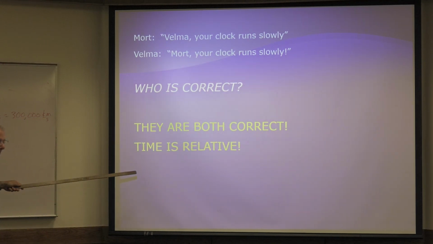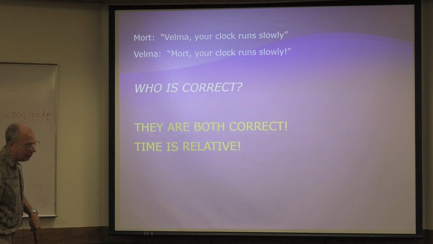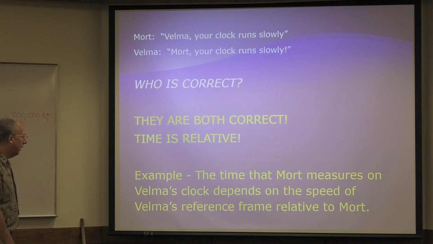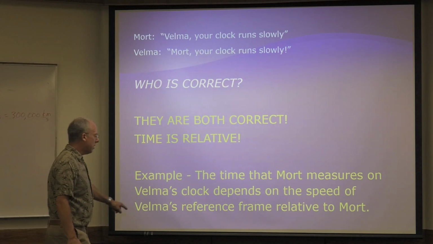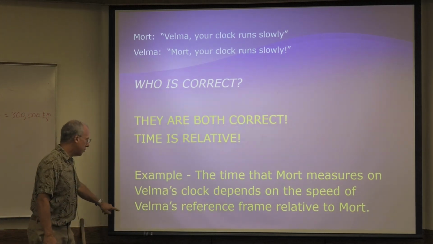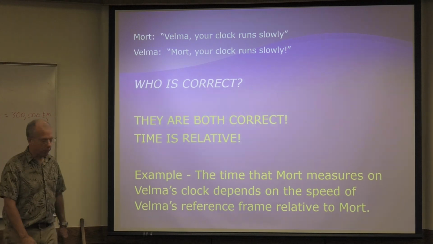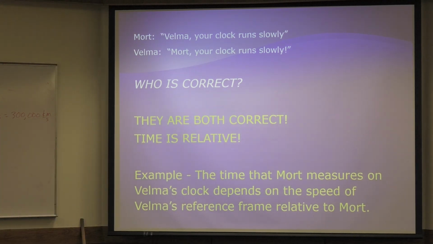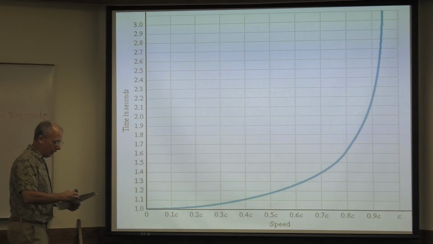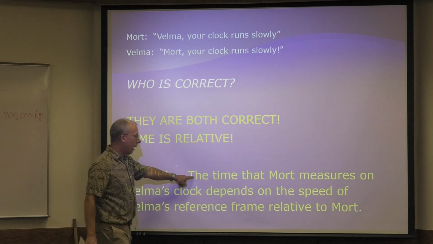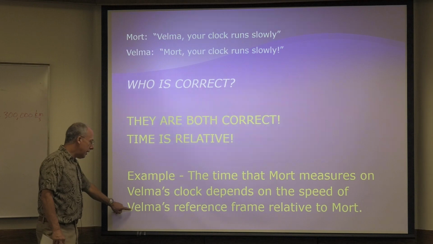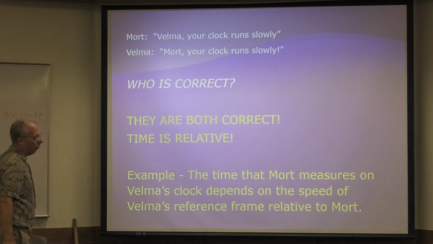Time is relative. If you're in a moving reference frame, you're going to measure a different time. Time is relative. Now, here's the fun part. The time that Mort measures on Velma's clock depends on the speed of Velma's reference frame relative to Mort. So here's a graph. Let me repeat that. The time that Mort measures on Velma's clock depends on the speed of Velma's reference frame relative to Mort.